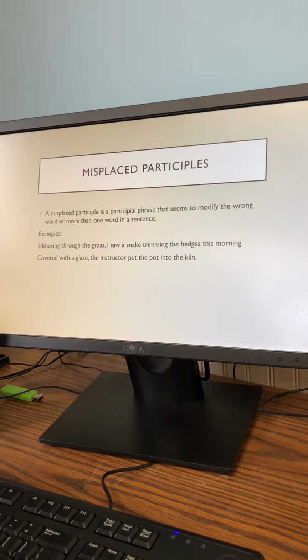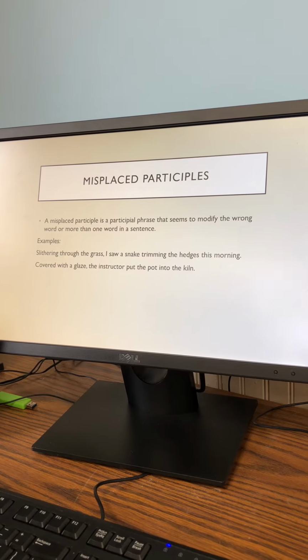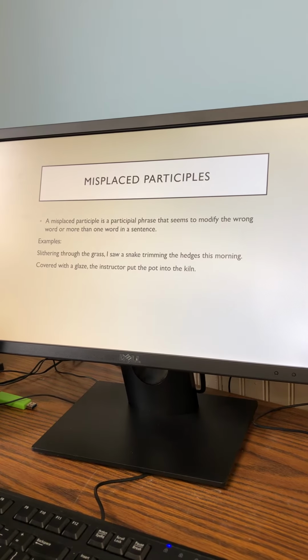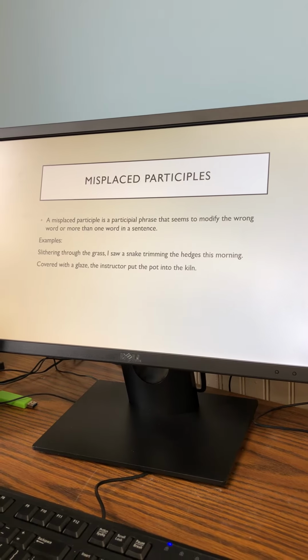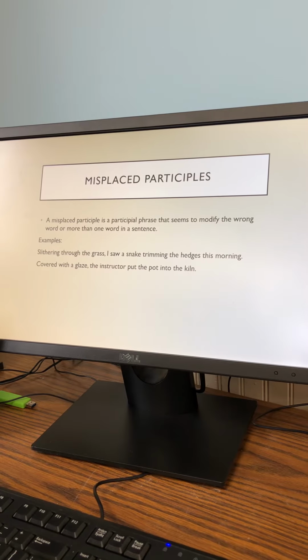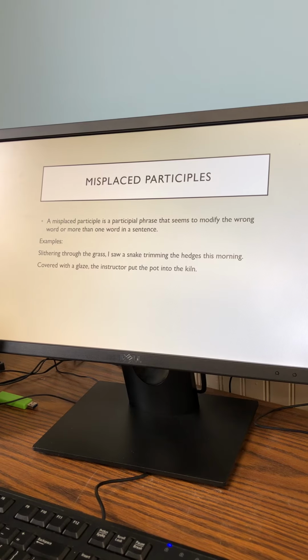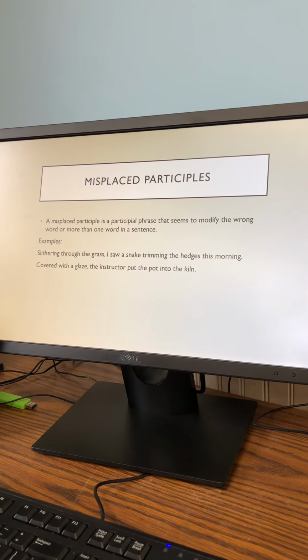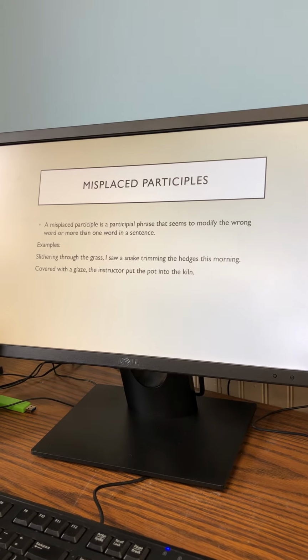Today, I just have 2 slides that I want you to go through. Like I said, these are on the PowerPoint that's already been uploaded. So if I move too quickly through these, you can pull that PowerPoint up and go back through the slides slowly. A misplaced participle is a participial phrase that seems to modify the wrong word, or it may seem to modify more than one word in a sentence. So it's in a sentence where there is something that it should be modifying, but we haven't put it in the right place. The general rule for participles and participial phrases is you want to get them as close as possible to the noun or pronoun that they are modifying.